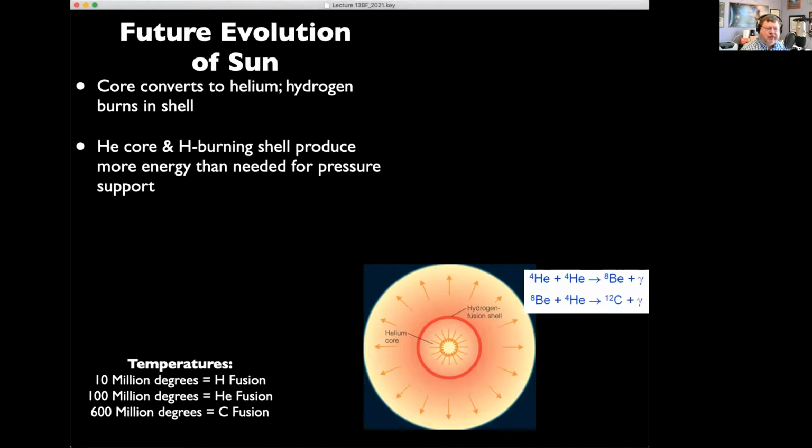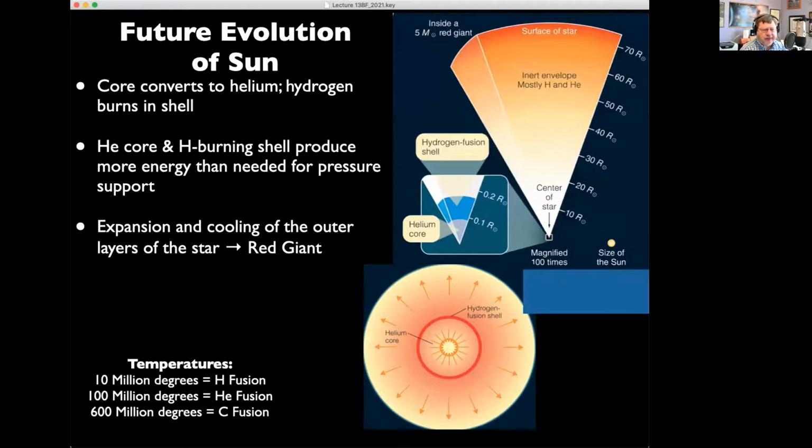So the core converts hydrogen to helium, and hydrogen burns in the shell. So what happens is, our sun currently has this tight little core that's helium that is not yet at 100 million degrees. So it just sits there, it's ash. Surrounding that ash of helium is a shell of hydrogen that's fusing. So you've got ash that's not doing anything surrounded by a shell where all of the fusion happens, okay?